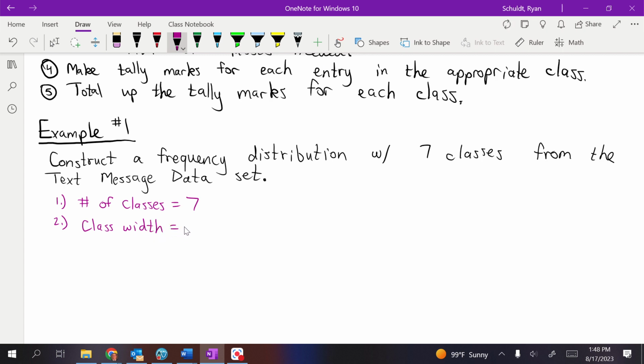So what was our maximum? 166. Okay. The minimum? 0. Divided by the number of classes? 7. So 166 minus 0 divided by 7. 24. What was it? 24. Was that already rounded? No, it's around that. It actually went just 23.7. 23.7. Okay. That goes to a class width of 24.